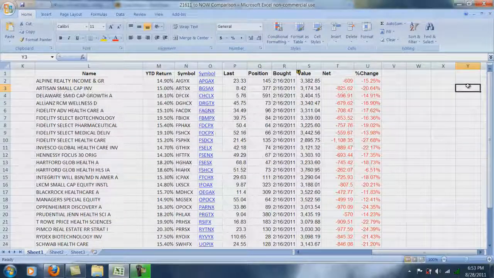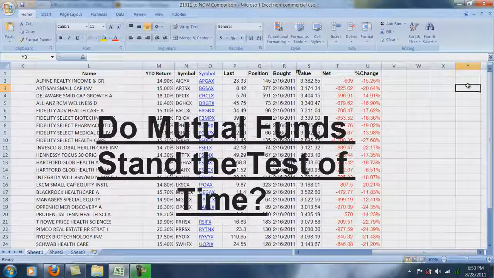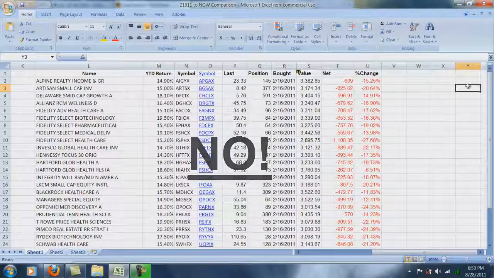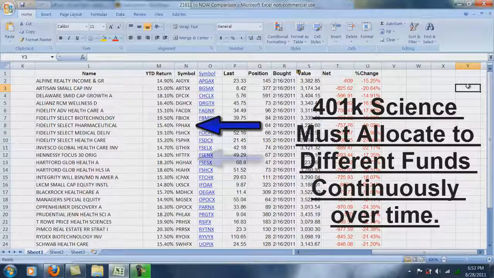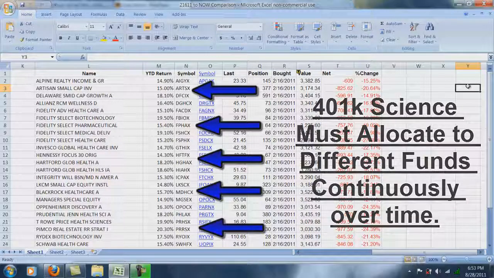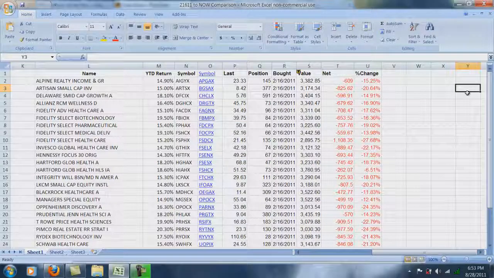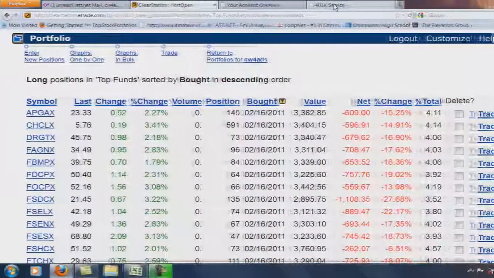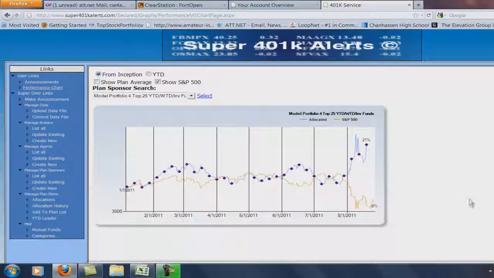So, do mutual funds last? Do they stand the test of time? The answer is no, and that is why 401k Science must allocate to new mutual funds that we have not allocated to previously. So, this shows you side by side that mutual funds do not last. They do not stand the test of time. You must get new ones that you haven't gotten before. And so let's take a look at our 401k Science model portfolio here.